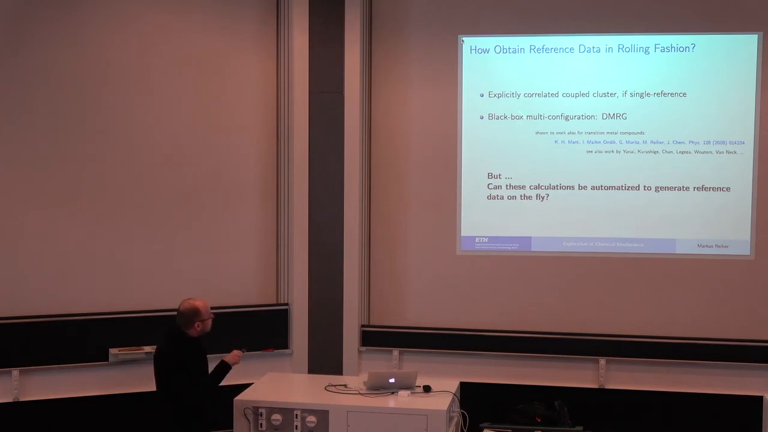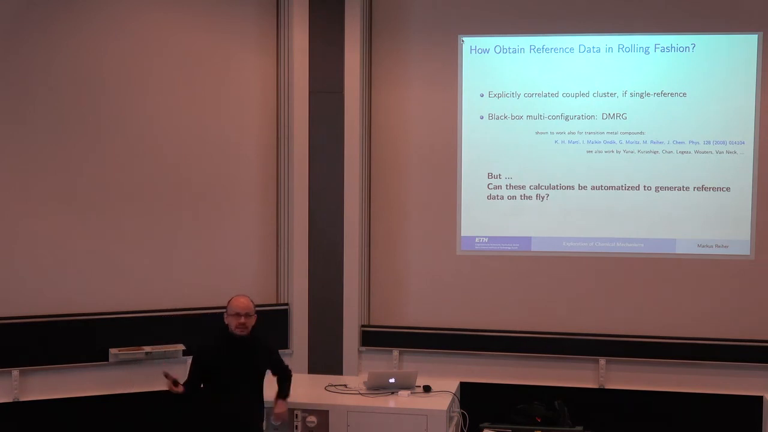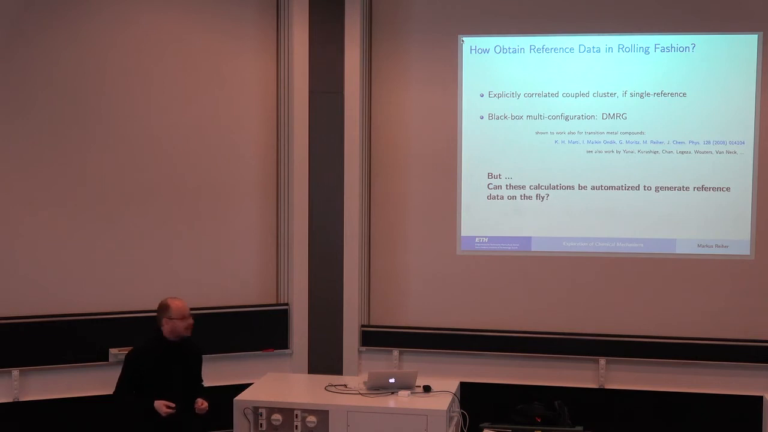But we want to do it in a black box manner because we need reference data, and it's not feasible to always ask an expert to produce reference data. It must be done automatically in order to do the parameterization of the functional, right?